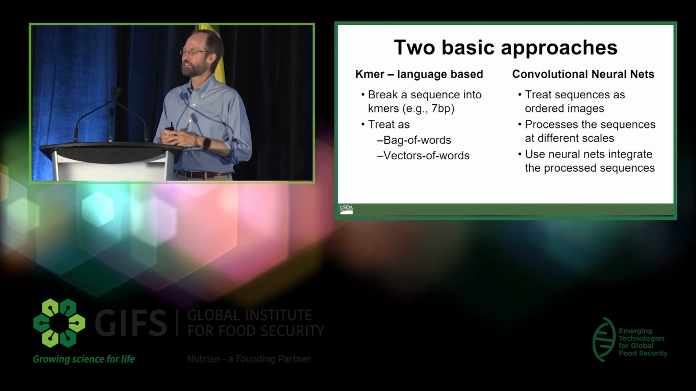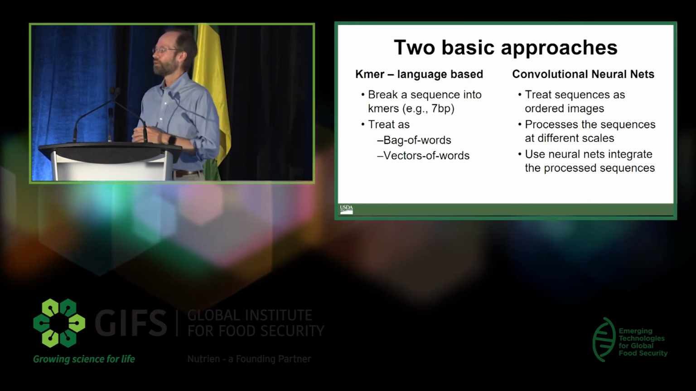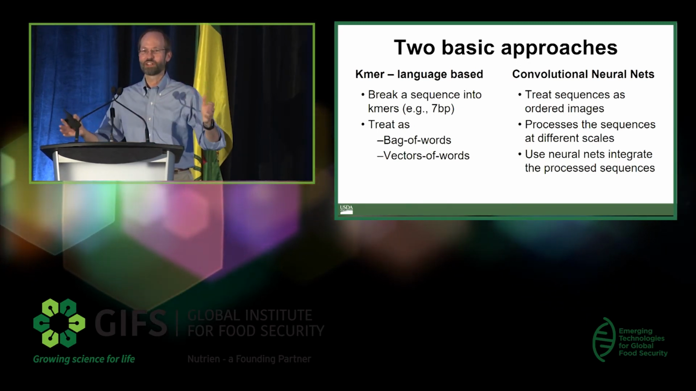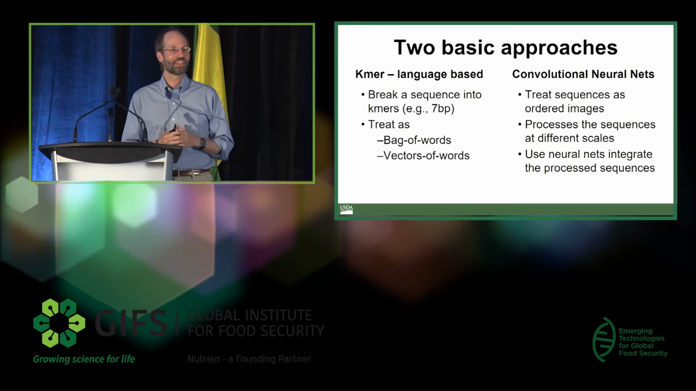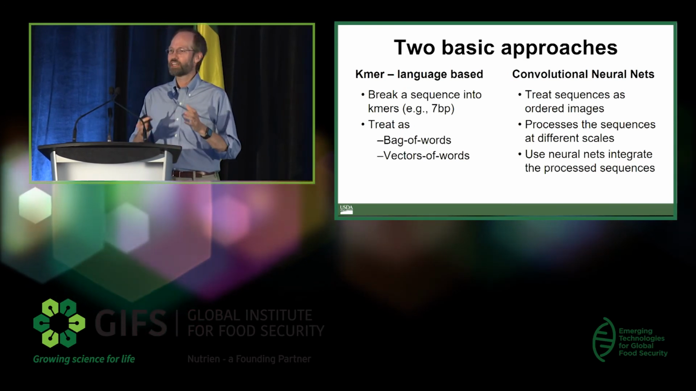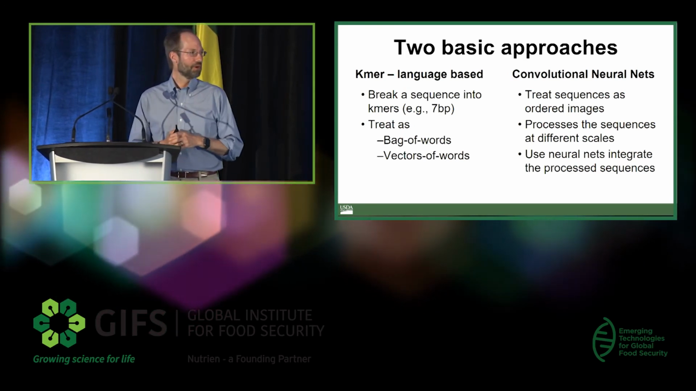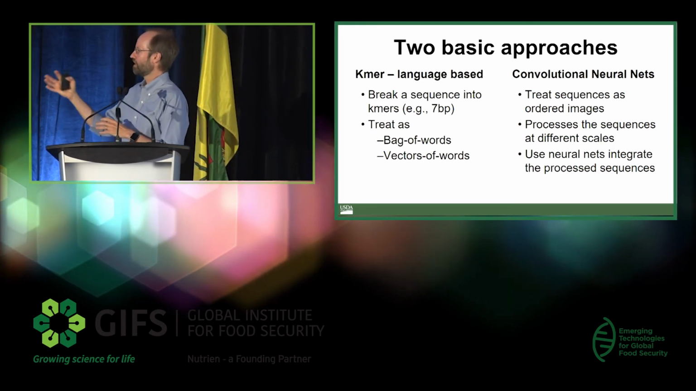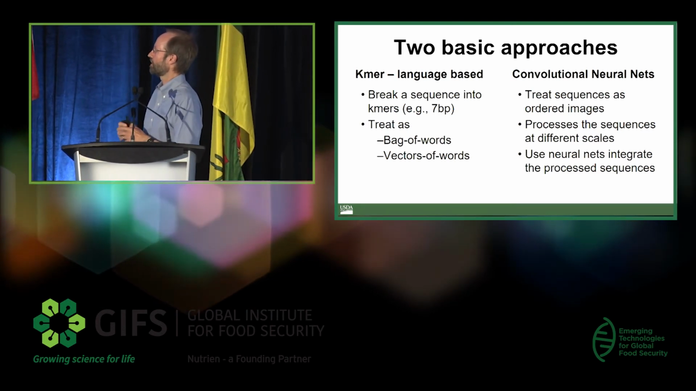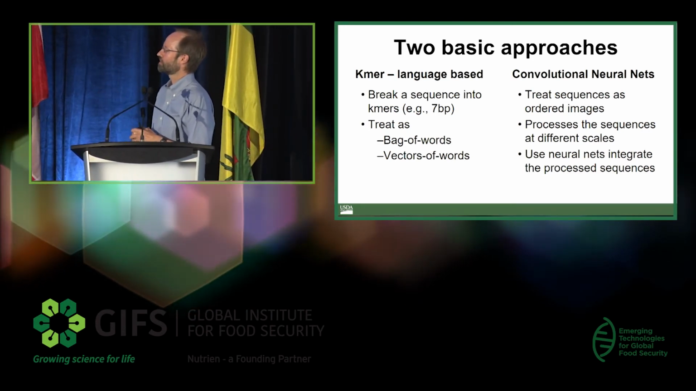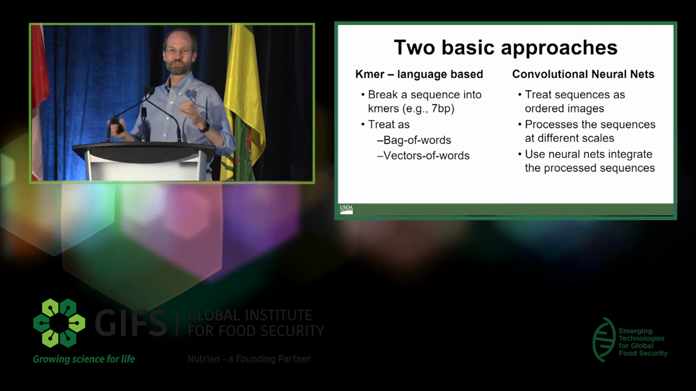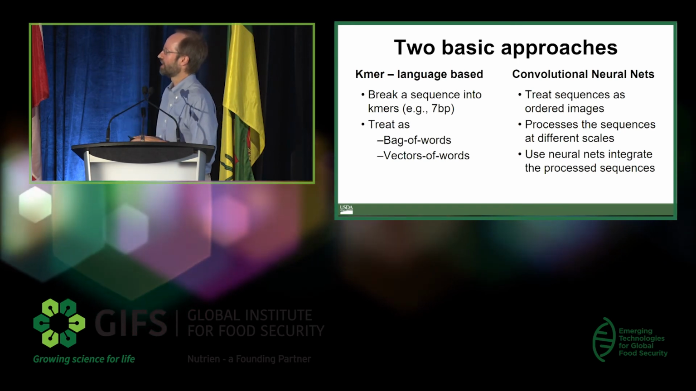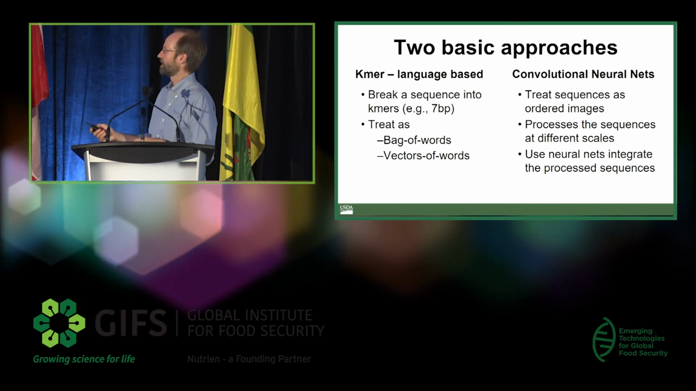So there are two basic approaches. The first one is essentially a k-mer or language-based approach, and this is with natural language processing. So when you type a query into Google, these are the types of things that it gets processed by. But we're taking DNA sequence, breaking it down into a bunch of words, or what we call k-mers, and then we're treating them either as a bag of words or essentially vectors of words. And I'll show you a little bit more about that in a second. The second approach is we're using convolutional neural nets, the exact same things we heard about yesterday that are being used to process images coming out of the fields, but we're using them in the case of DNA.